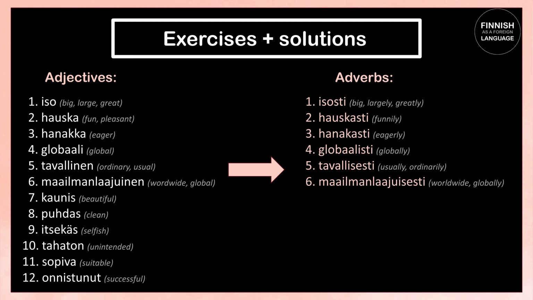yes, very good. It's maailmanlaajuisesti. It's a long word, but here we only have to focus on the ending nen, where we replace it by se and add the sti ending to it. Next one, kaunis, means beautiful. The adverb is... excellent. It's kauniisti. Kauniisti. Very good.